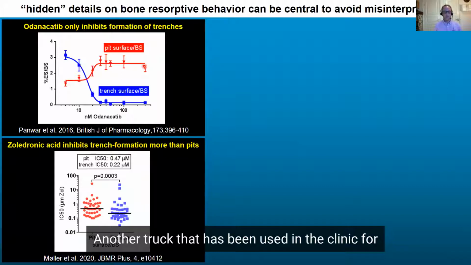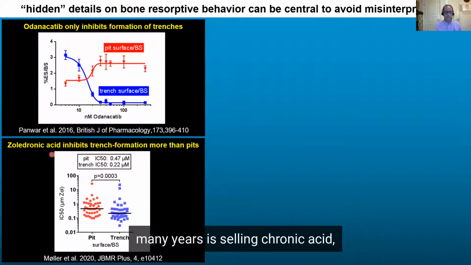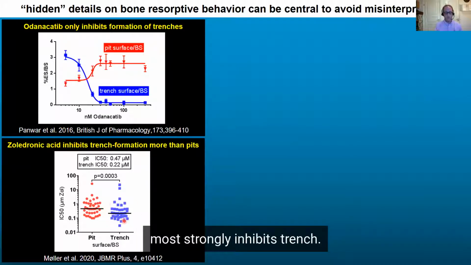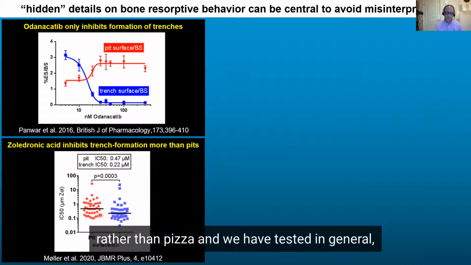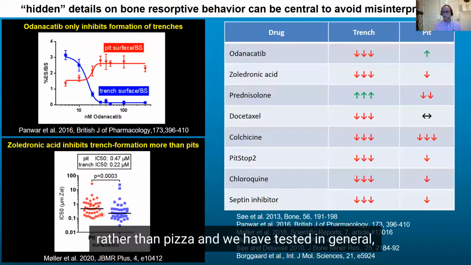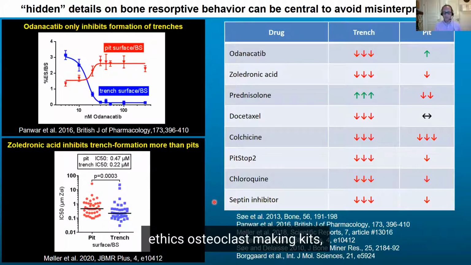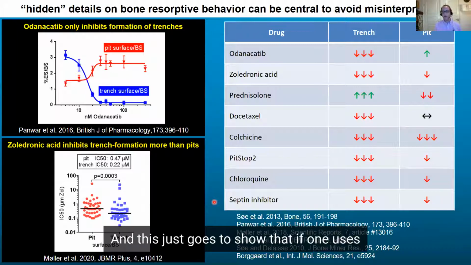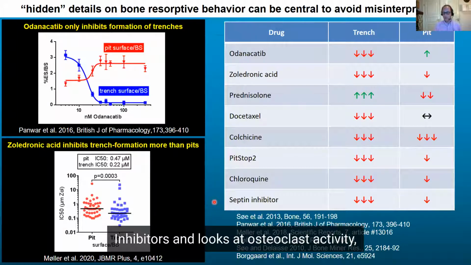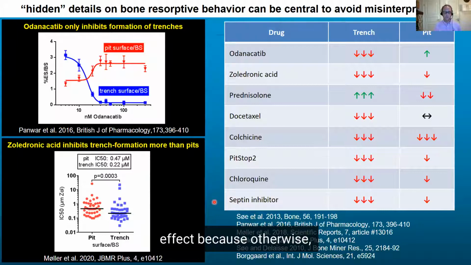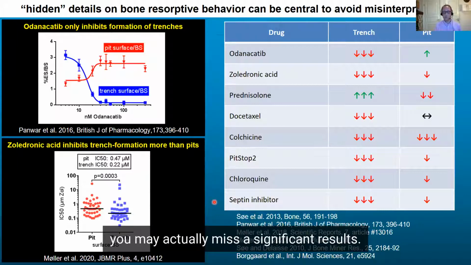Another drug that has been used in the clinic for many years is zoledronic acid, a bisphosphonate. And here we can show that it more strongly inhibits trench-making osteoclasts rather than pits. And we have tested in general a long range of inhibitors, and most of them affect osteoclasts making pits and trenches differently. And this just goes to show that if one uses inhibitors and looks at osteoclast activity, it pays off to look at the details of the effects, because otherwise you may actually miss a significant result.